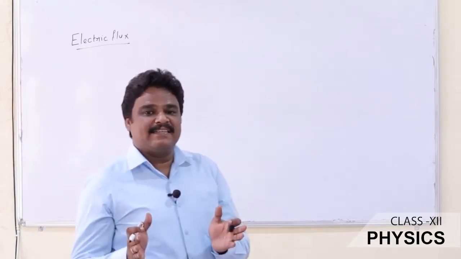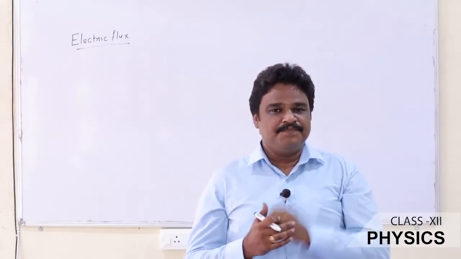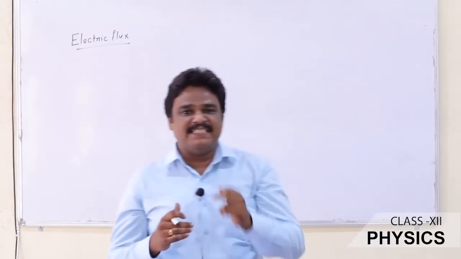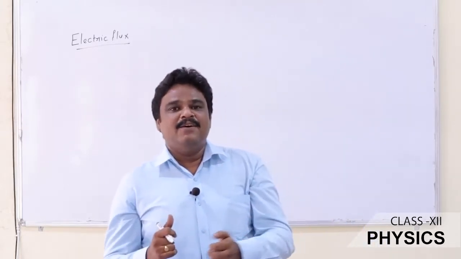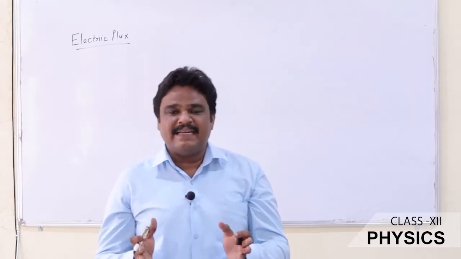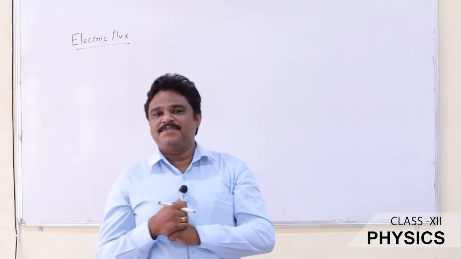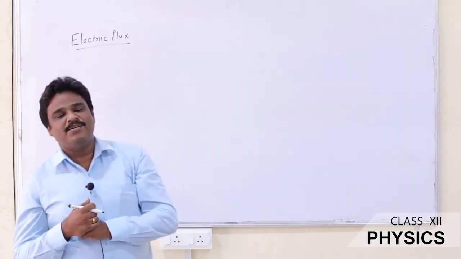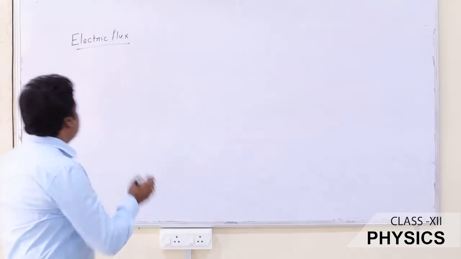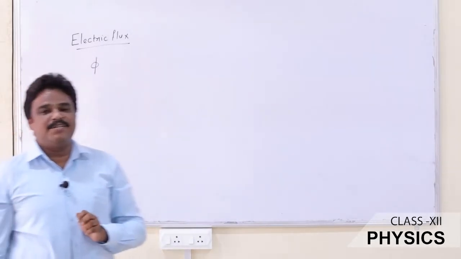So once again, what is electric flux? I can say electric flux linked with the surface, where the surface is held in an electric field. Then how can I define electric flux? It is the total number of electric lines of force crossing in a direction normal to the surface. Now, what is the symbol for electric flux? Basically, it is denoted by phi.